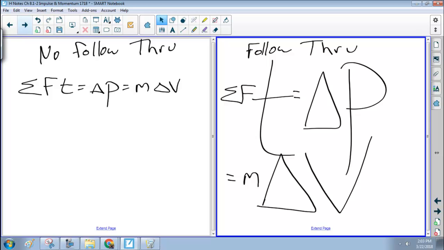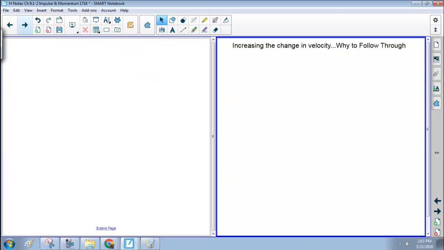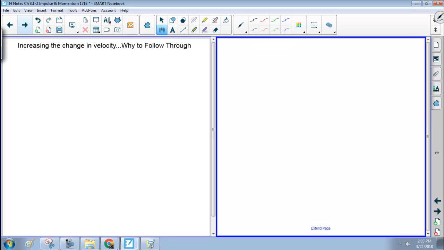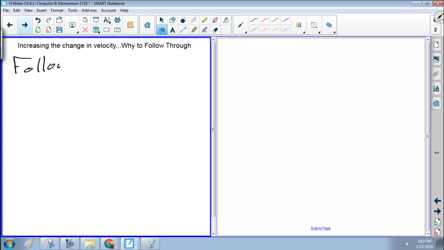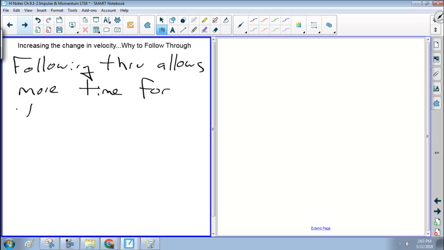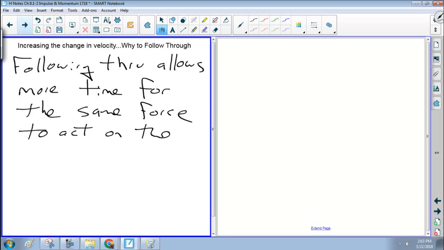Follow? So, let's write it out. So, increasing the change in velocity. Why follow through? Following through allows more time for the same force to act on the object. Do you know what I mean when I say that? Following through doesn't make you stronger. It's not like you suddenly swing harder because you've decided to follow through. All right, so following through allows more time for the same force to act on the object.